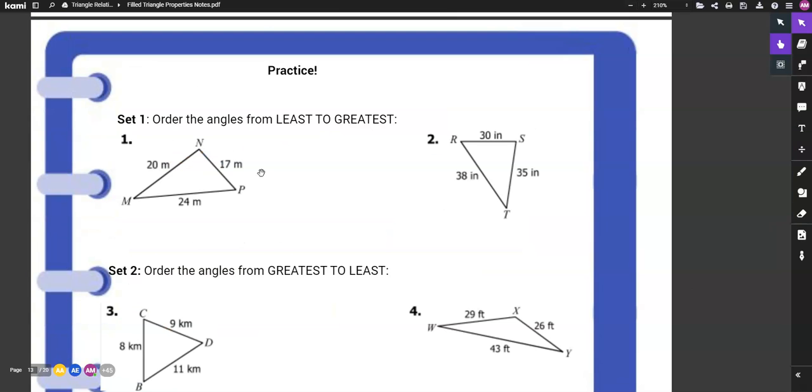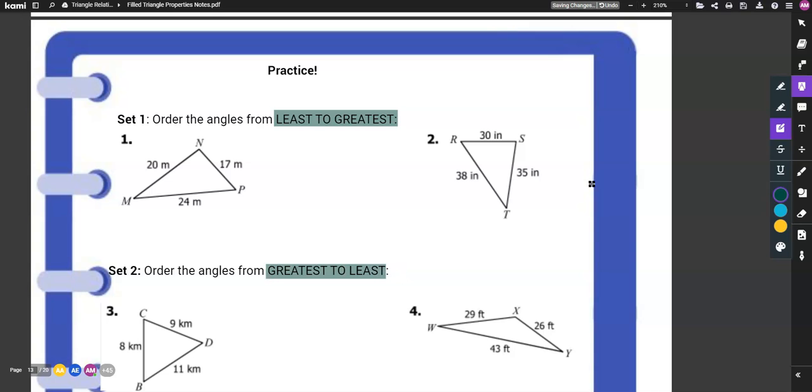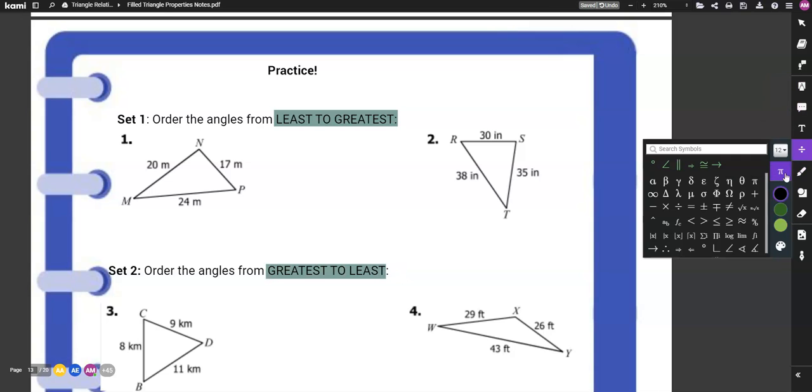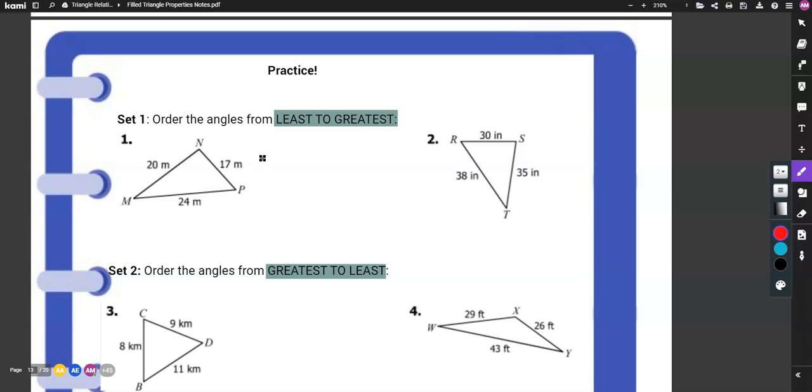All right, so we're going to do some practice problems, and the most important thing here is to realize that they are asking us in the first one from least to greatest, but then it asks us to do greatest to least. So make sure you're paying attention to what you're being asked. All right, so again, we can look across from each of our smallest side.